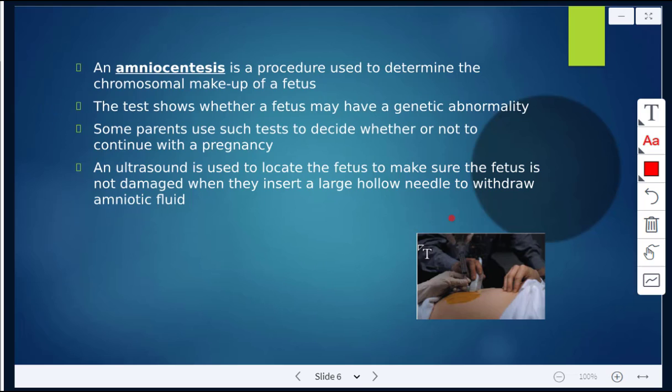So basically, an ultrasound is used to locate the fetus to make sure that the fetus doesn't get damaged. They're going to insert this large hollow needle into this abdomen area and withdraw amniotic fluid, and then they'll do these genetic tests on that fluid.